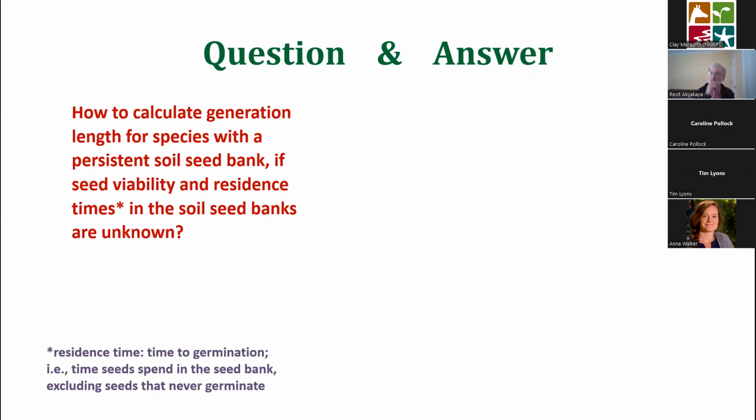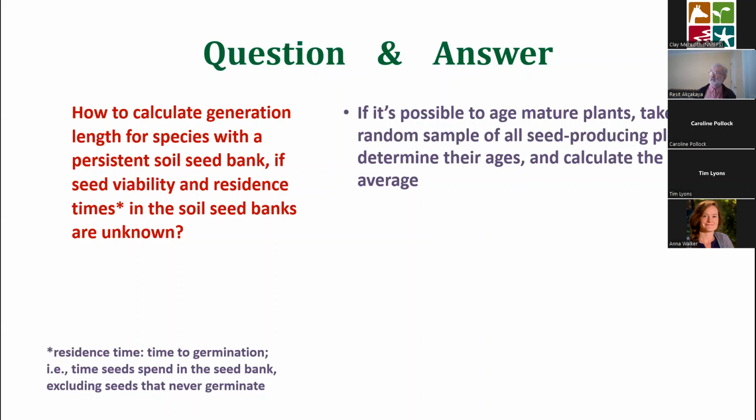Now, in general, how do we try to assess the generation length of a species, of a plant? So if it is possible to age mature plants, we can take a random sample of all seed-producing plants and determine their ages and calculate the average. Right? That's the example I gave earlier. We know which individual is producing seeds. We age all those trees and take the average, and that is the average age of mature trees, right?